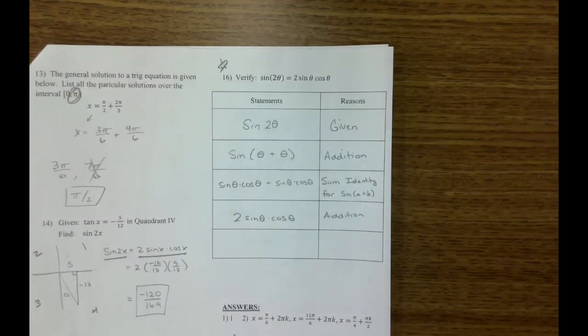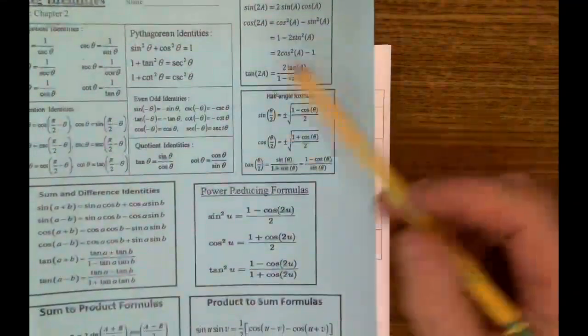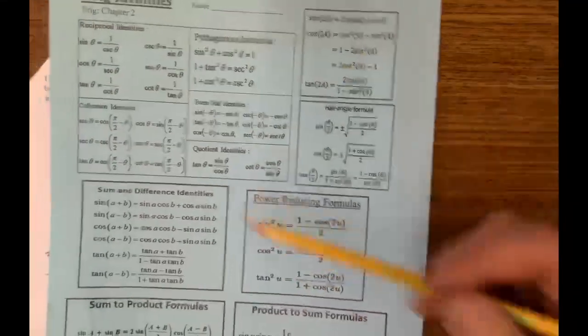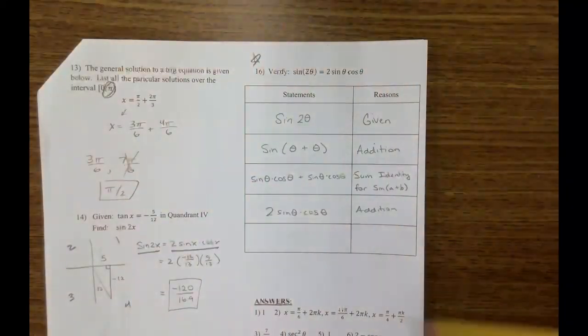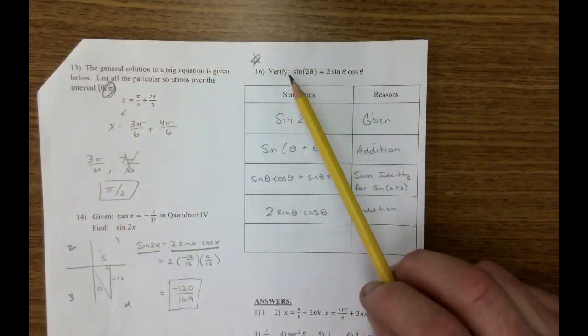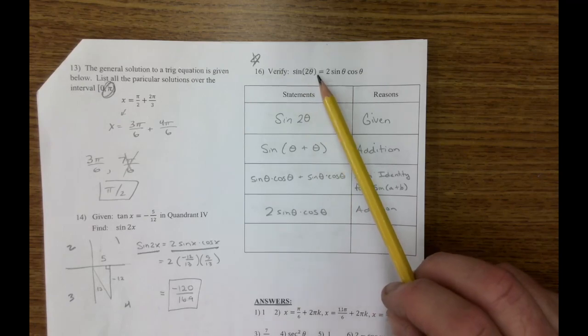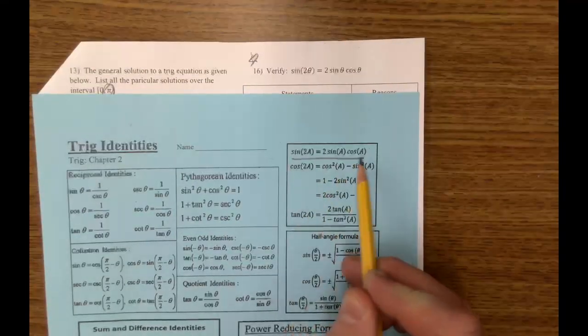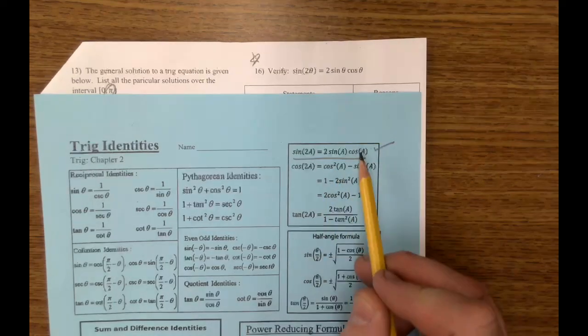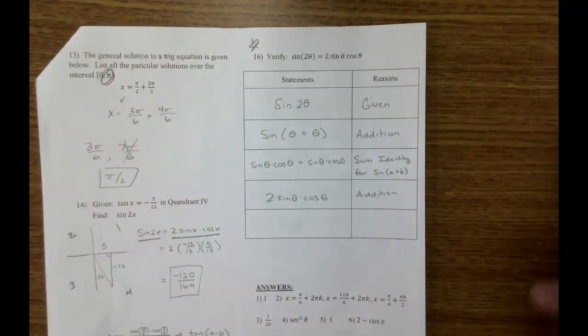All right, one problem that is on your test, you need to know this proof right here. We have a lot of rules. We have a page full of rules, and all of these come from somewhere. There's a reason for every one of these. All right, so we're going to prove this. We're going to verify that sine 2 theta is really the same as 2 sine theta cosine theta. It's that first one right there. We're going to prove this is true.